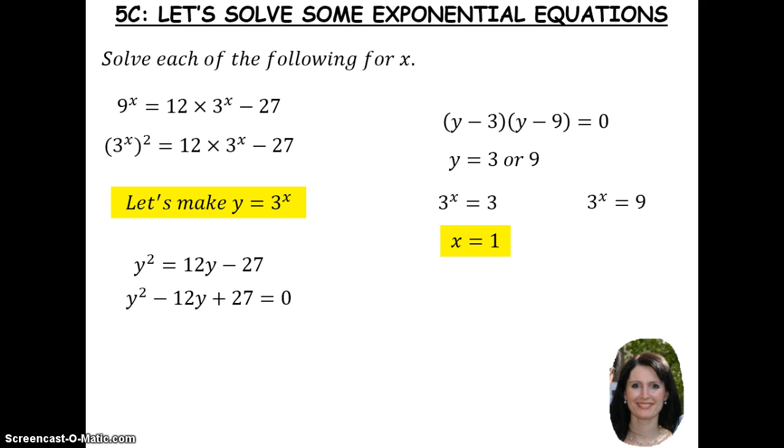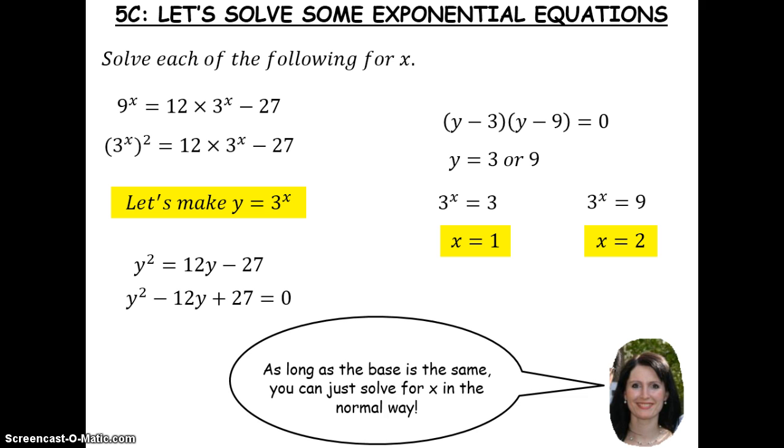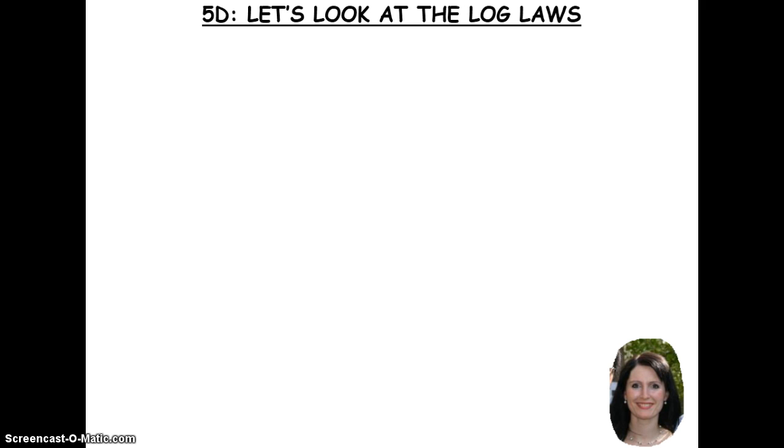When 3 to the power of x equals 3, that's 3 to the power of x equals 3 to the power of 1. So x is 1. When 3 to the power of x equals 9, that's x equals 2, because 3 to the power of 2 equals 9. Or 3 to the power of x equals 3 to the power of 2. Again, as long as the base is the same, we can just solve for x in the normal way. And that's all we need to know for exercise 5b and 5c.